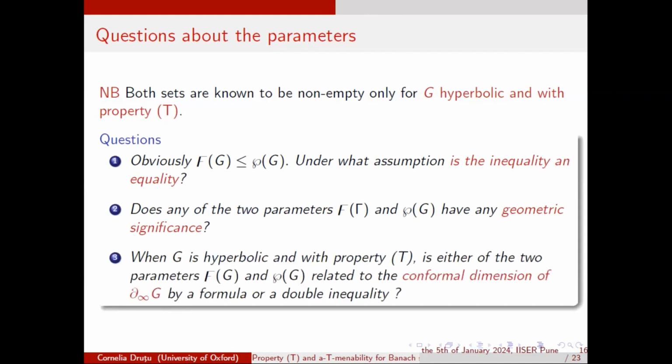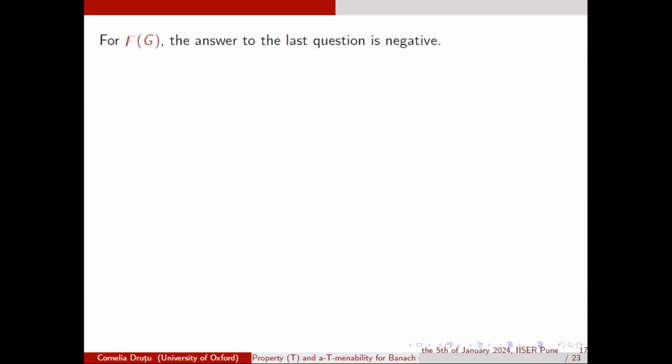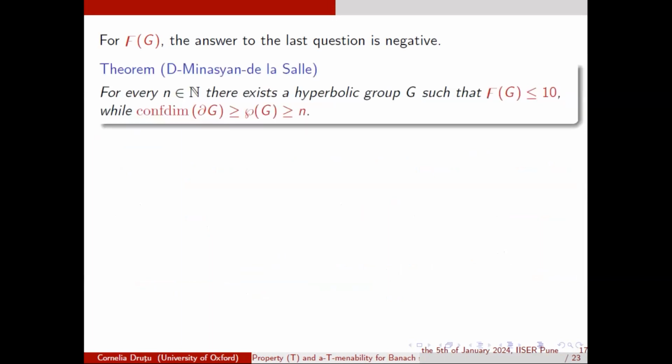And in particular, for the hyperbolic groups with property T, can we relate either of them to the conformal dimension of the boundary, either by a formula or by a double inequality? And now for the fixed point property, unfortunately, or fortunately, I don't know, the answer is negative. So one can produce groups that stop having the fixed point property at n, while the conformal dimension of the boundary and the parameter measuring the strength of a-T-menability can be made as large as possible.